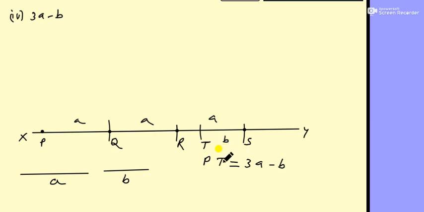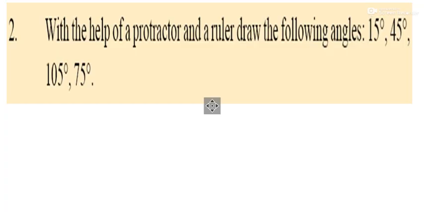And write the steps of construction. How can we write the steps of construction? First, draw a line XY and then put the compass at a distance A, and from P we can cut at Q, and with the same distance cut at R, and then again cut at S, and once again take a distance B from point S and make an arc T. So our distance PT is 3A minus B. That is the construction you have to write in your own words.